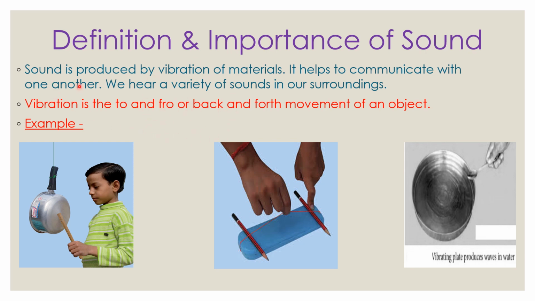First, look at the definition. Sound is produced by the vibration of materials. It helps us to communicate with one another. We hear a variety of sounds in our surroundings. Vibration is the to and fro or back and forth movement of an object. This can be explained with the help of three pictures.